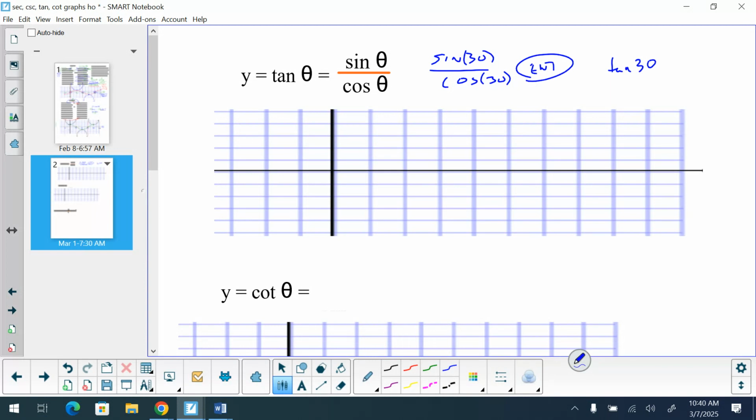And the reason why, we have opposite over hypotenuse divided by adjacent over hypotenuse. If I flip and multiply, we have times hypotenuse over adjacent. The hypotenuse cancels out, leaving us with opposite over adjacent. So it just comes back to it.